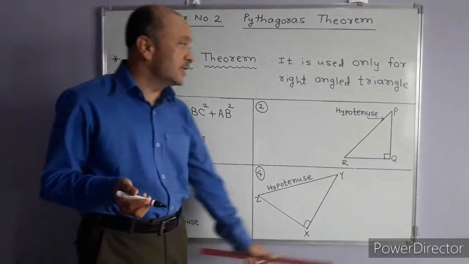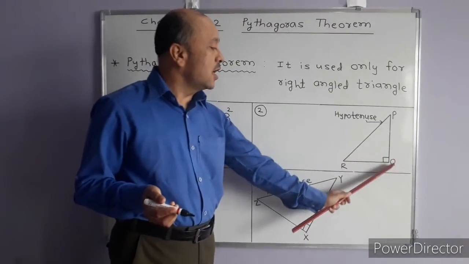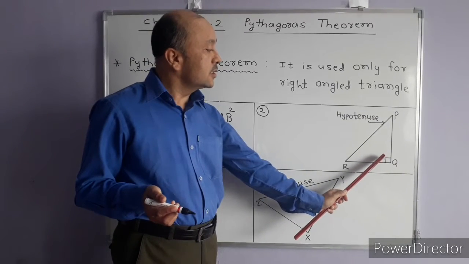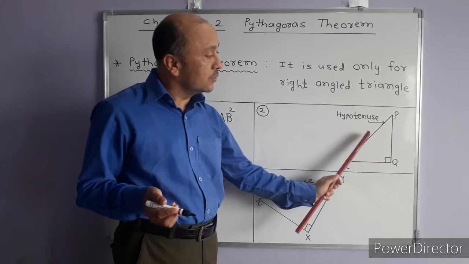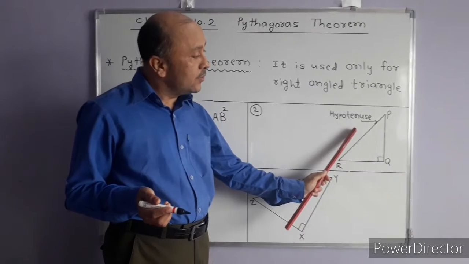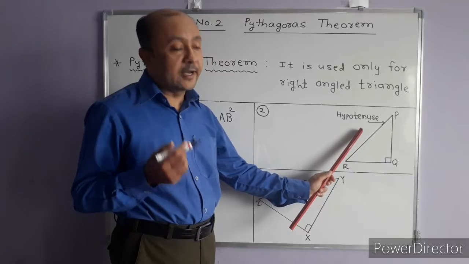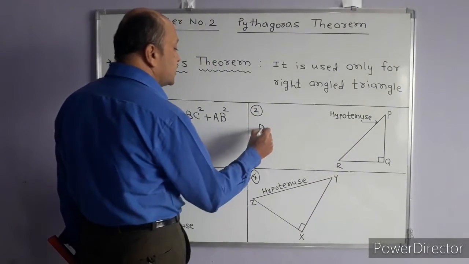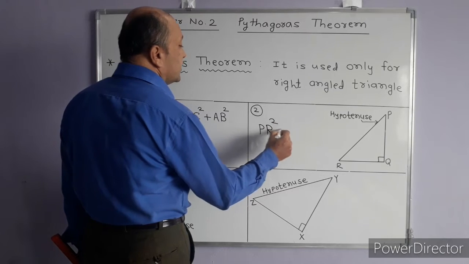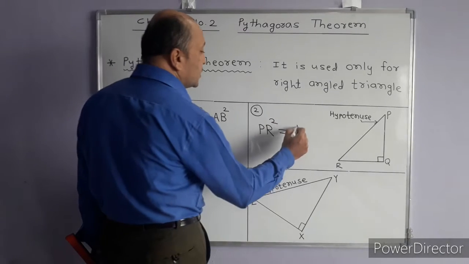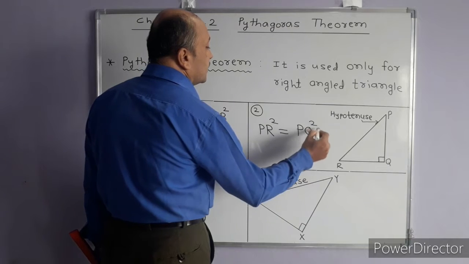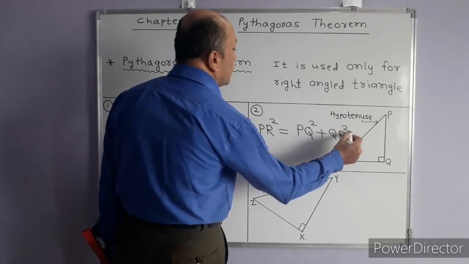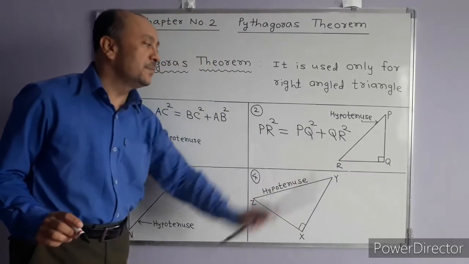So let us go for the next figure. Triangle PQR is a right angle triangle. Angle Q is a right angle here. So the side opposite to angle Q is called as hypotenuse. Hypotenuse is the longest side of a triangle. So what is the statement for this? That is PR square is equal to PQ square plus QR square. So this is a statement of Pythagoras for this triangle PQR.